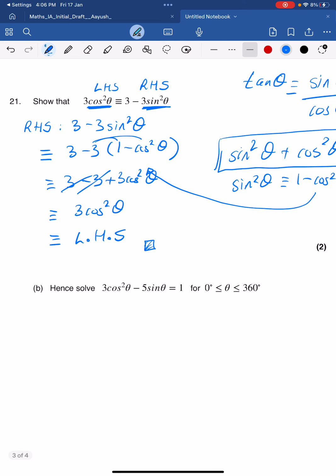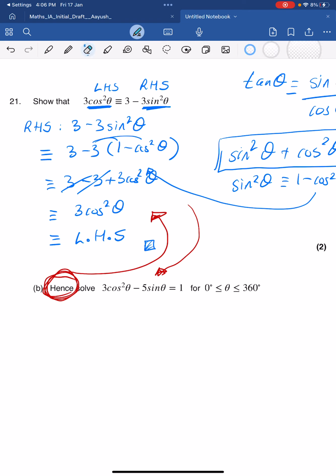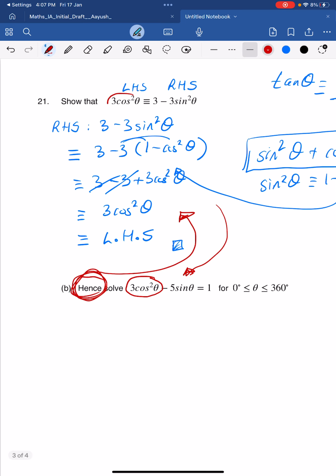Now the key word here is hence, all right? So in mathematics, this hence means take the previous answer and use it in this question, right? So we have to use the previous answer. So let's go and have a look at the previous answer and see what is it about the previous answer that we can use, all right? So I'm kind of seeing the 3 cos squared theta here, and I'm seeing the 3 cos squared theta here, and we are going to substitute the 3 minus 3 sine squared.